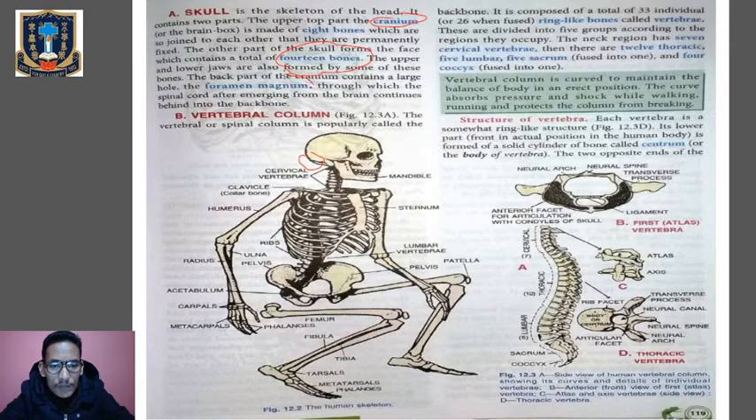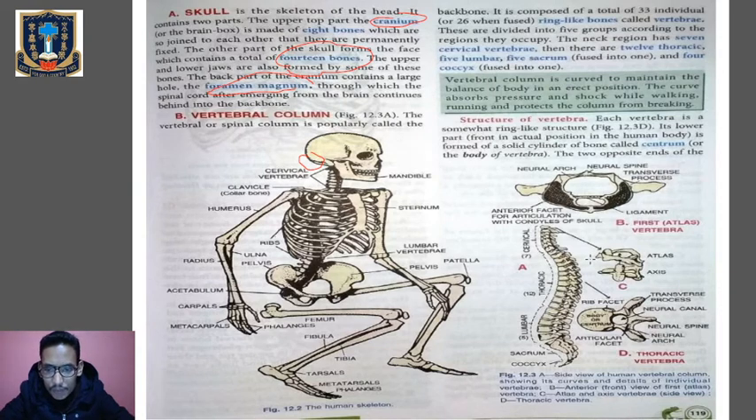Okay, at the back part of the skull, you will find a hole, a cavity, which is called the foramen magnum, and from that foramen magnum runs the spinal cord. So the spinal cord emerges from the foramen magnum, from the brain, and it will continue through the vertebral column, or the backbone.